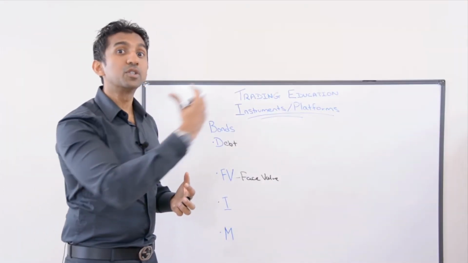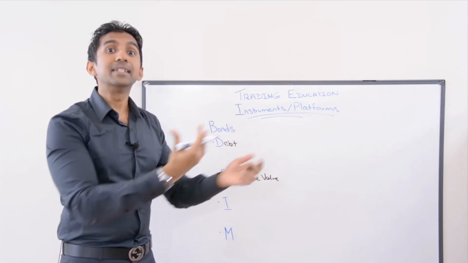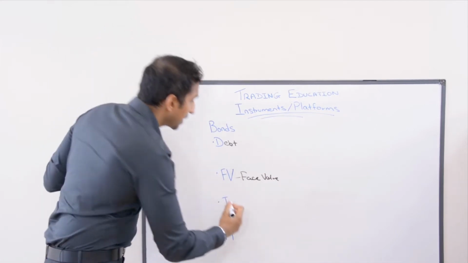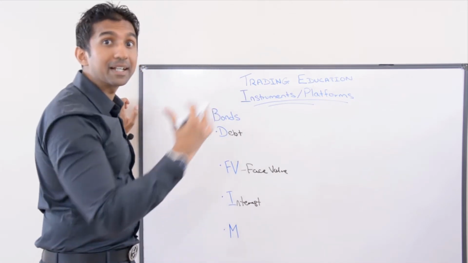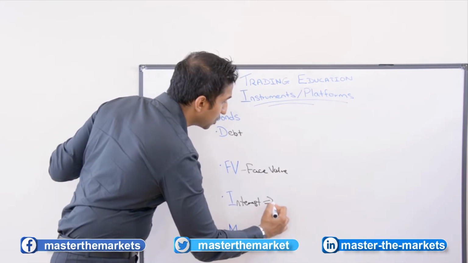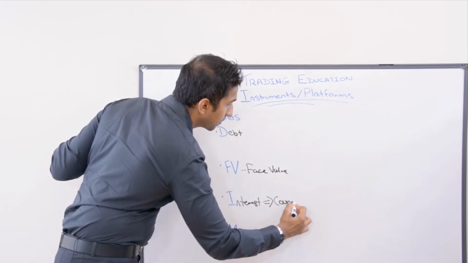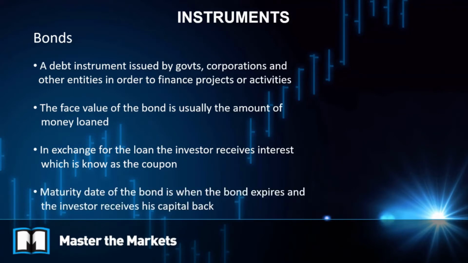Once the money is loaned to the finance corporation or the government, the investor then receives interest for the money that he lent to that particular entity. That interest in terms of bonds is also known as the coupon. One last thing that you do need to understand about bonds is the maturity date. This maturity date is when the bond expires and the investor receives his capital back.